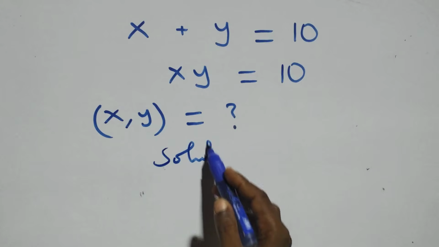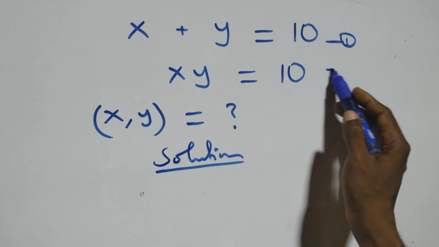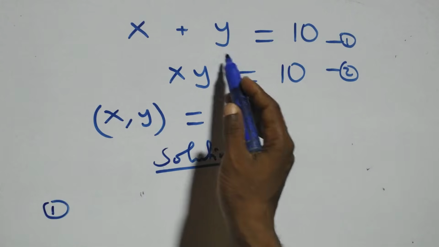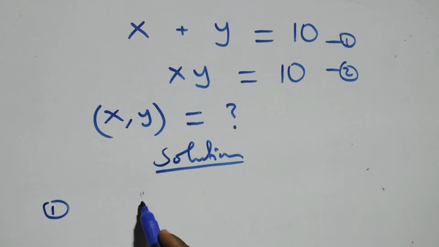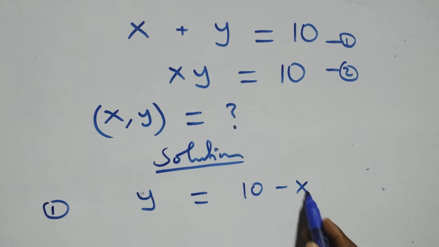Solution from here. From what we have here, you can label this as equation 1 and this as equation 2. And from equation 1, we make y the subject. Take x to the other side. That is where y equals 10 minus x.